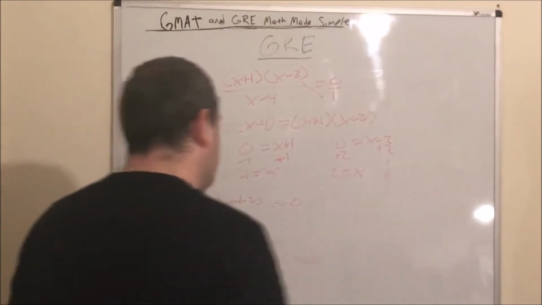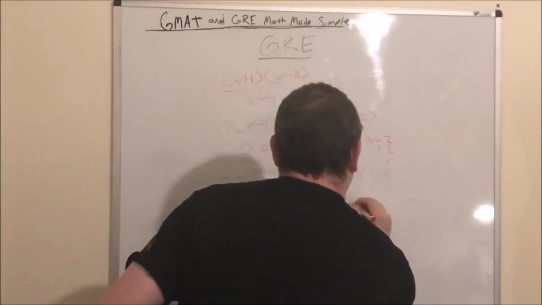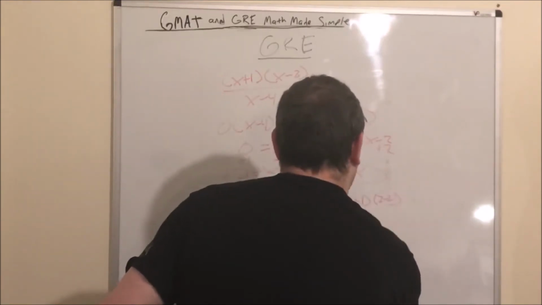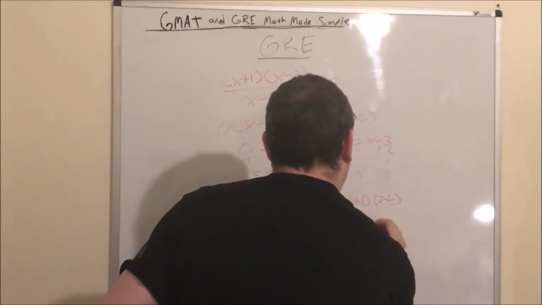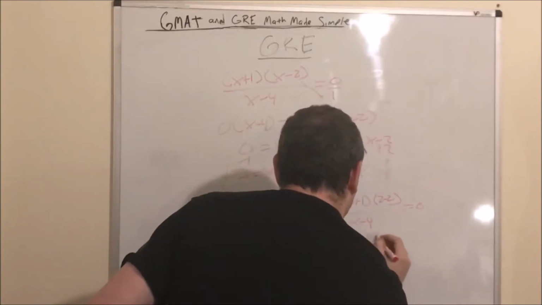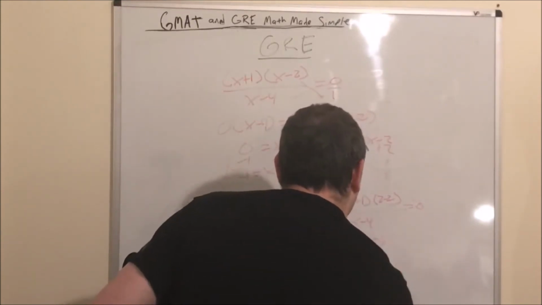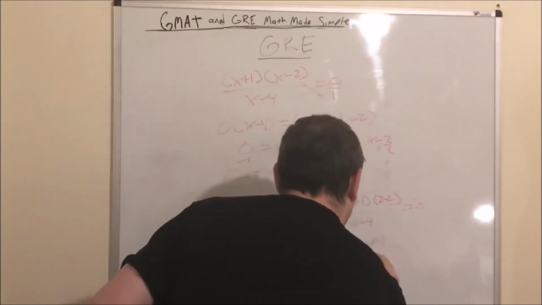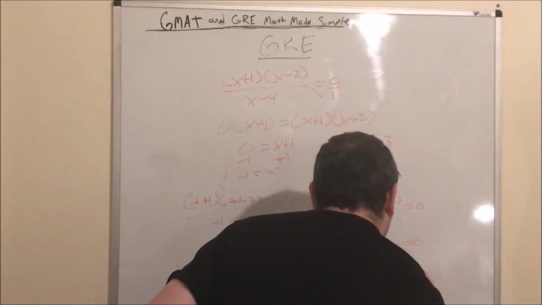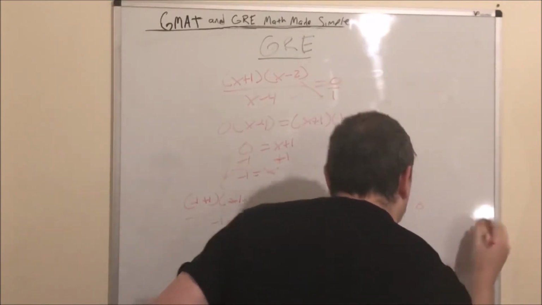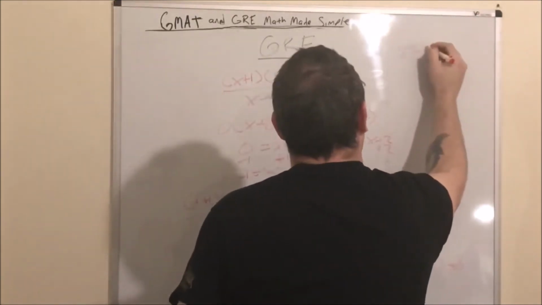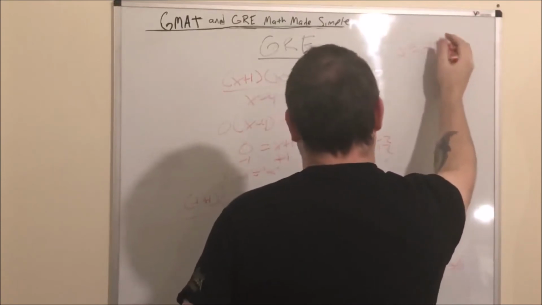Let's check the other one. So we have 2. So we have 2 plus 1, 2 minus 2 over x minus 4 equals 0. So when we do that, we have 3 times 0 divided by 2 minus 4, which is negative 2, equals 0. When we do that, we have 0 over negative 2 equals 0, and 0 equals 0. So it works out. So in this case, the answers are both x equals negative 1 and 2.